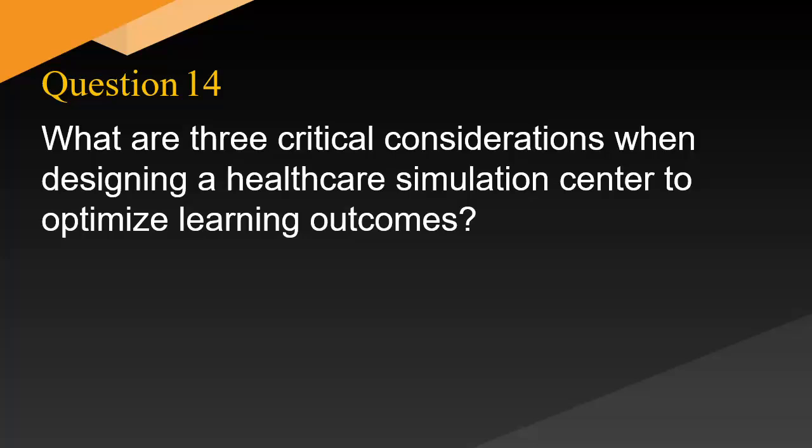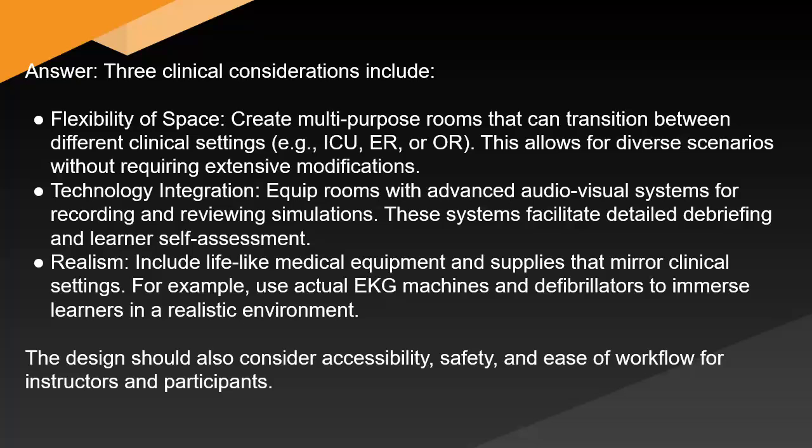What are 3 critical considerations when designing a healthcare simulation center to optimize learning outcomes? Answer: 3 critical considerations include flexibility of space. Create multi-purpose rooms that can transition between different clinical settings, e.g., ICU or ER. This allows for diverse scenarios without requiring extensive modifications. Technology integration: equip rooms with advanced audio-visual systems for recording and reviewing simulations.